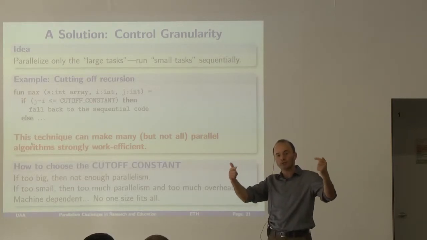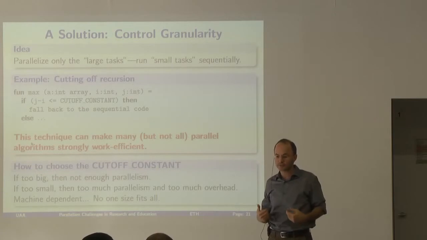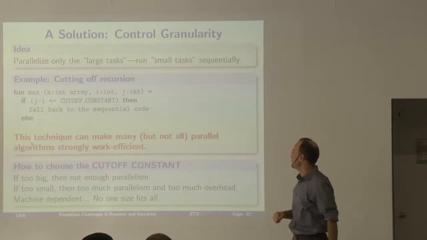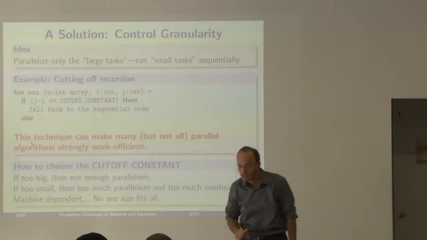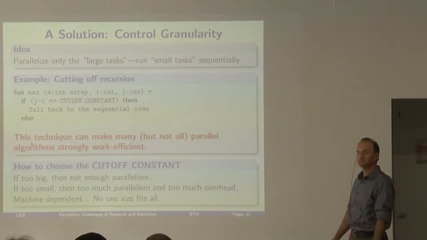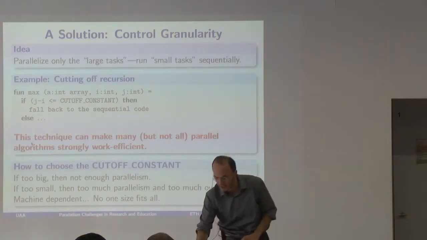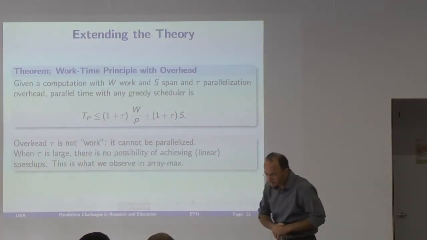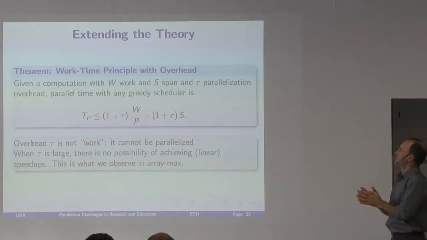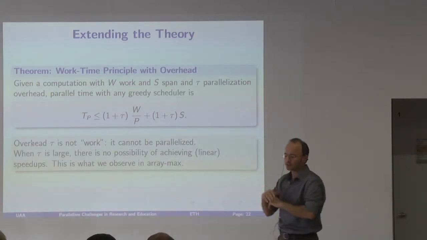But if you have a higher order language like ML, where functions are passed around as first class values, it becomes even more tricky to do this. So far, the approach to this has been simply performance engineering. You sit down and you figure out what these cutoff constants are, spend hours of time, and then optimize. So let's first extend the theory very briefly to account for these things.